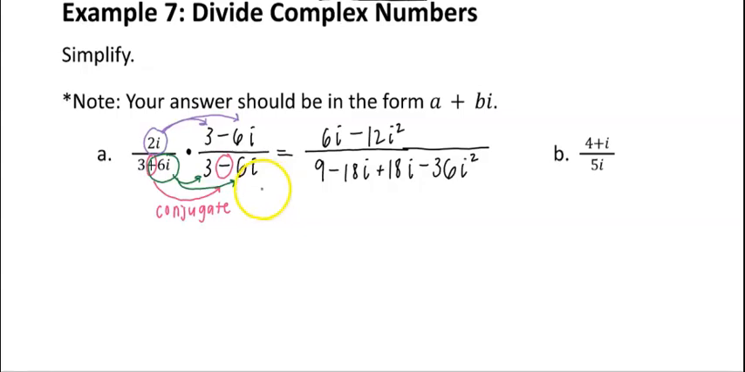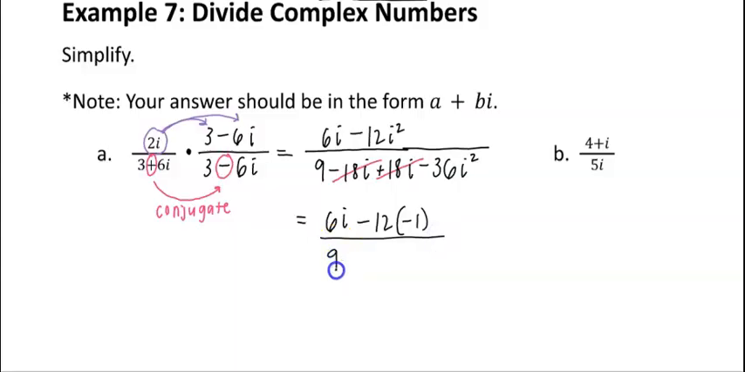Now, the reason why it's important to use the conjugate is because that way you'll always end up with opposite terms in the middle. Negative 18I and positive 18I cancel each other out. It makes 0. So that's always going to happen by using the conjugate, is the I will always cancel out on the bottom. So we have 6I minus 12 times I squared, but we know I squared is negative 1, over 9 minus 36I squared, but again, I squared is equal to negative 1.